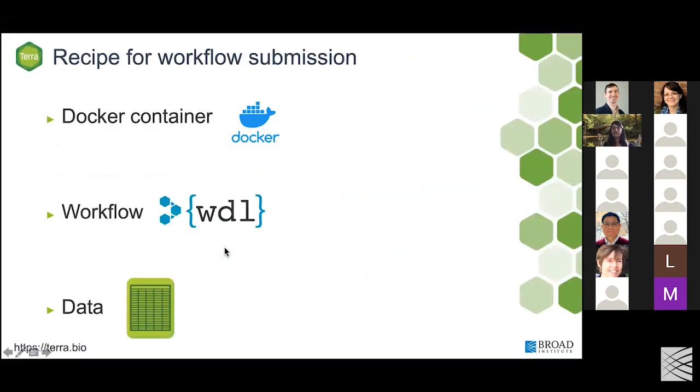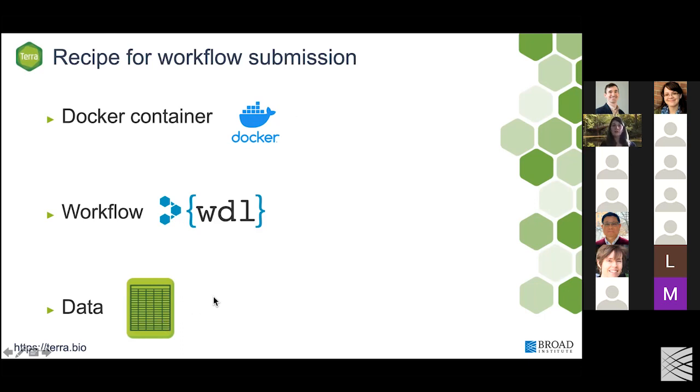So once you have a WDL script in Terra, what's the recipe for actually submitting your workflows? How do these WDL scripts actually work in Terra? Essentially you need 3 pieces to make a WDL workflow run. You're going to need a Docker container. For those of you who are new to Dockers, this is essentially a portable package of software and all of its dependencies. We'll talk a little more about that in a moment. You need your workflow, of course, written in WDL, and you need your data that you're going to use as inputs, the thing that you're actually going to transform.